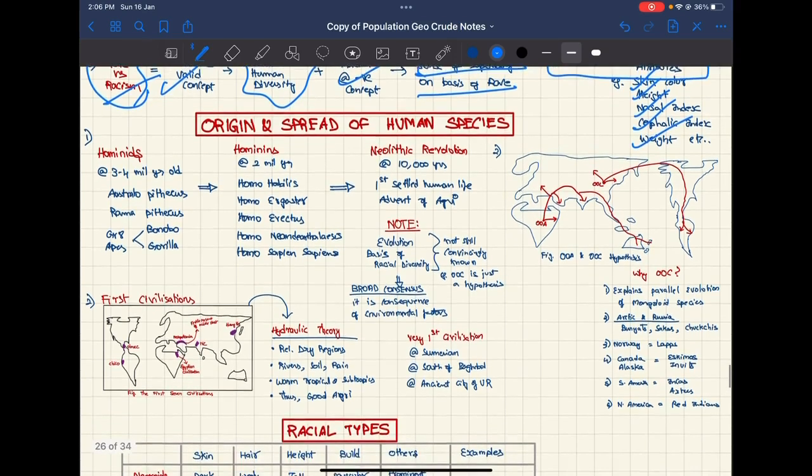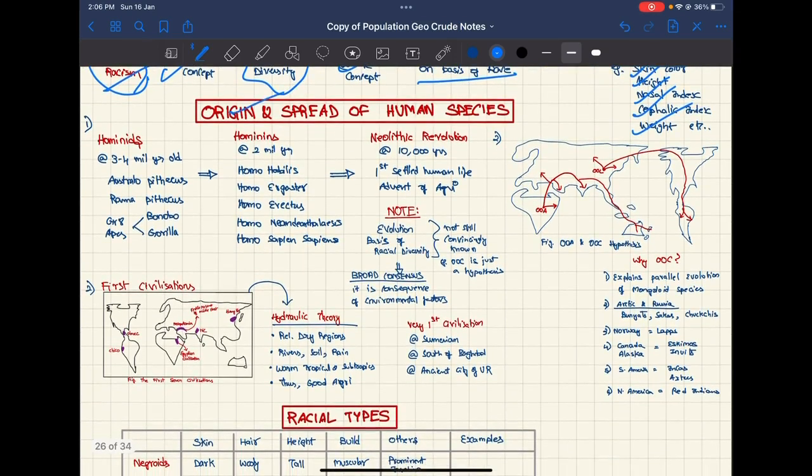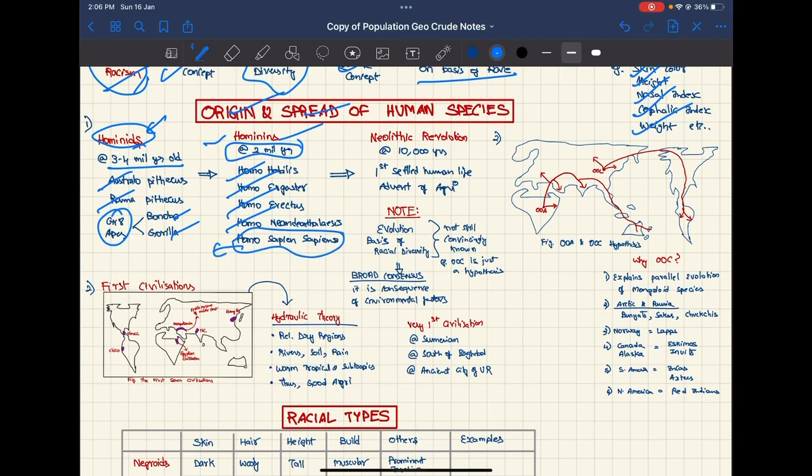Now, how did the human species originate and spread? Initially, at 3 to 4 million years ago, hominids were there. Examples are Australopithecus, Ramapithecus, and some great apes like bonobo and gorilla. Later, at 2 million years, there were hominids like Homo habilis. These were similar to humans. Then Homo ergaster, Homo erectus, Homo neanderthals, and Homo sapiens sapiens, who is the modern man who came 10,000 years ago.